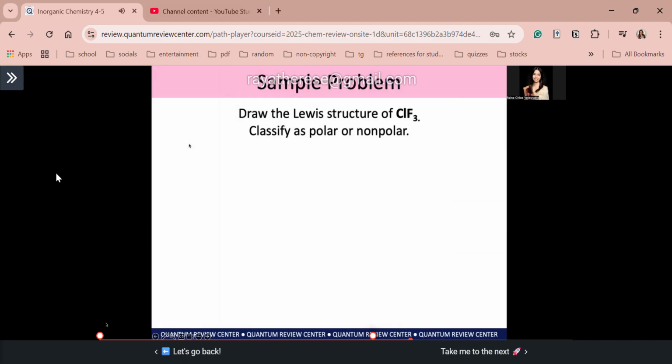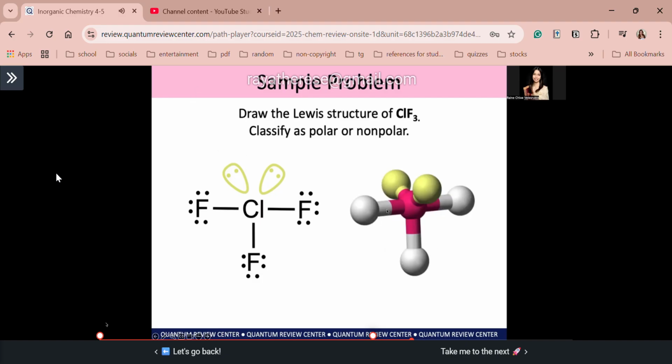Next, we have, okay, chlorine trifluoride. So we also solved this earlier. So this is the Lewis structure. Then we classify if it is polar or non-polar. First, determine natin yung molecular geometry niya. So we see that it has 3 bond pairs and 2 lone pairs. Thus, it has a T-shaped molecular geometry.